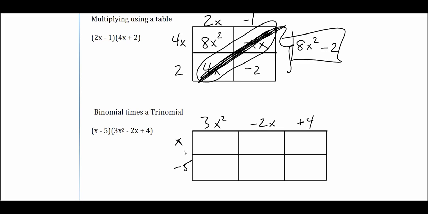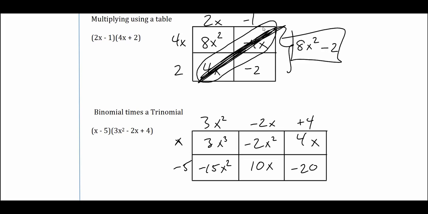That's a terrible x. There we go. I went back and fixed it. 3x squared and x makes 3x to the third. x and -2x makes -2x squared. 4 and x makes a 4x. 3x squared times -5 is -15x squared. -2x times -5 is positive 10x. -5 times positive 4 is -20.